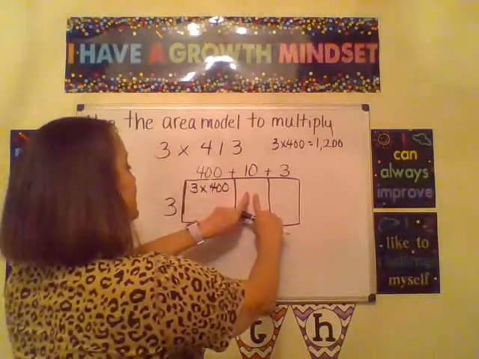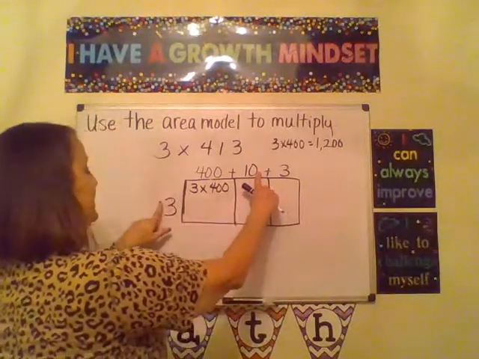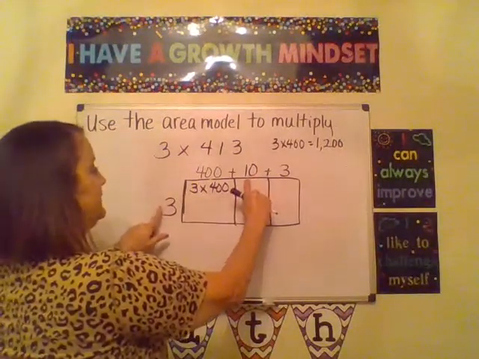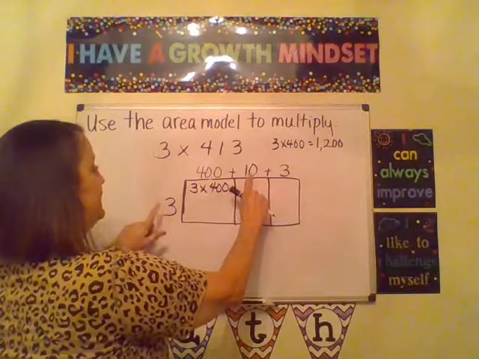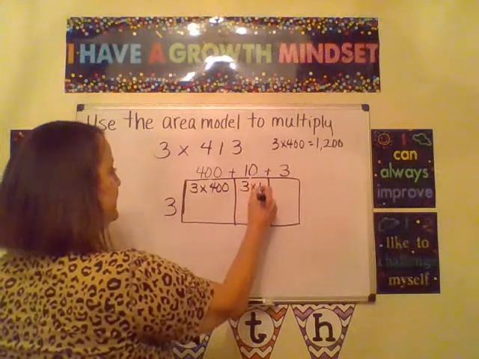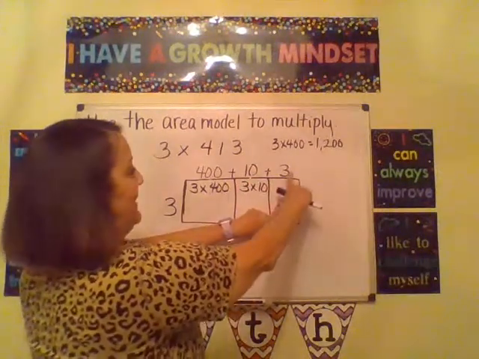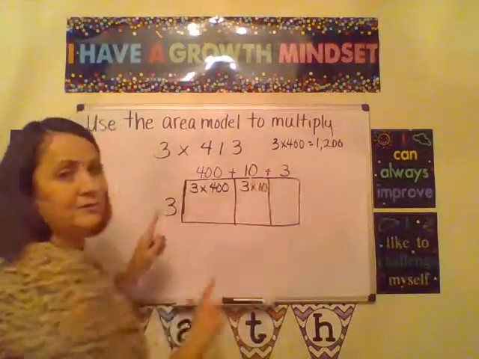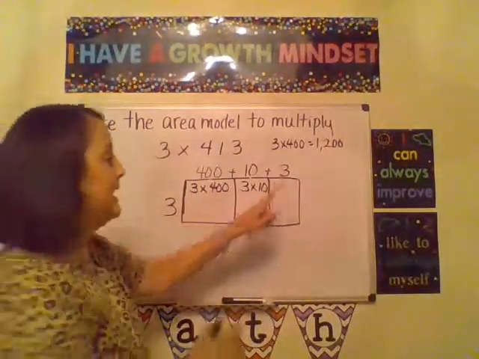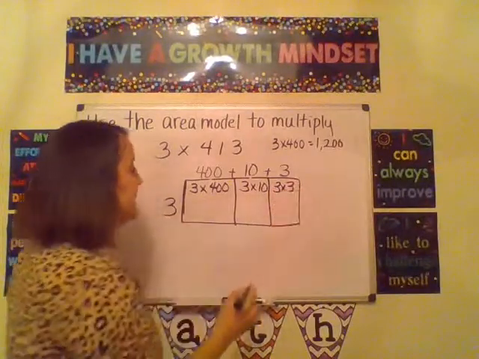Get your pointers ready. This one's going to go up, and this one's going to go left. What are the 2 factors for this area? 3 times 10. 3 times 10. And the last one, go up and over. Our 2 factors are 3 times 3. We're going to write 3 times 3 inside.